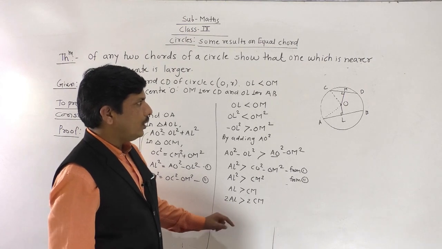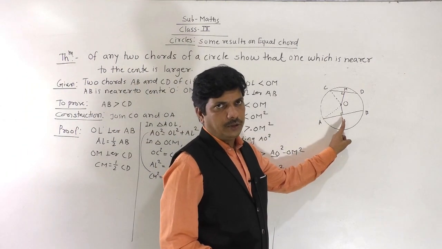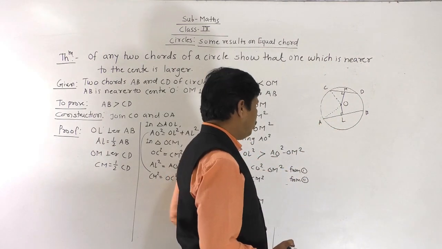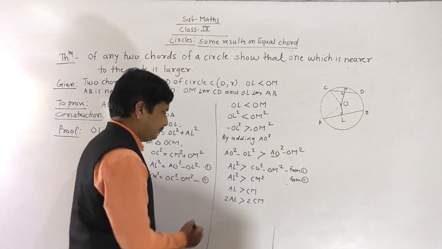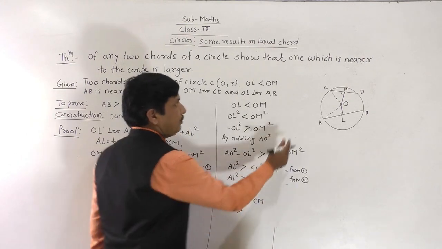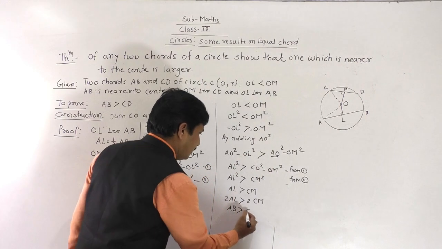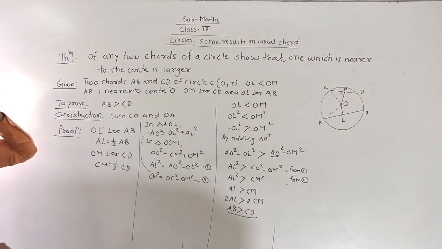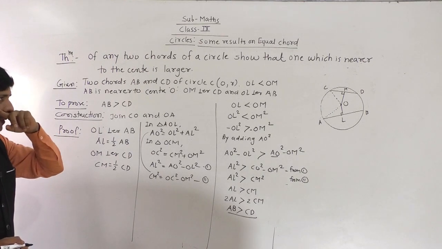Okay, so 2AL means what? L is the midpoint of AB. So what is going to come? 2AL is equal to AB. 2AL is equal to AB is greater than 2CM. 2CM is what? CD. So AB is greater than CD. That is our target. Okay, so see here once again carefully.